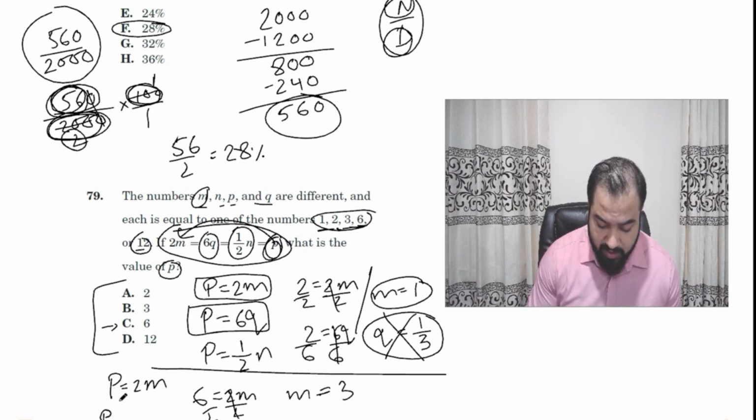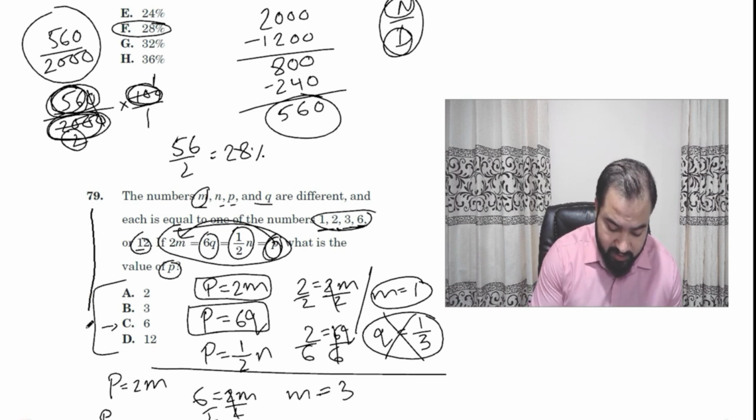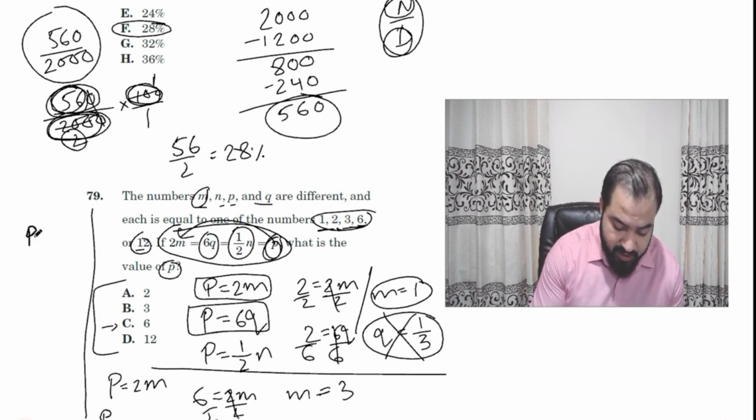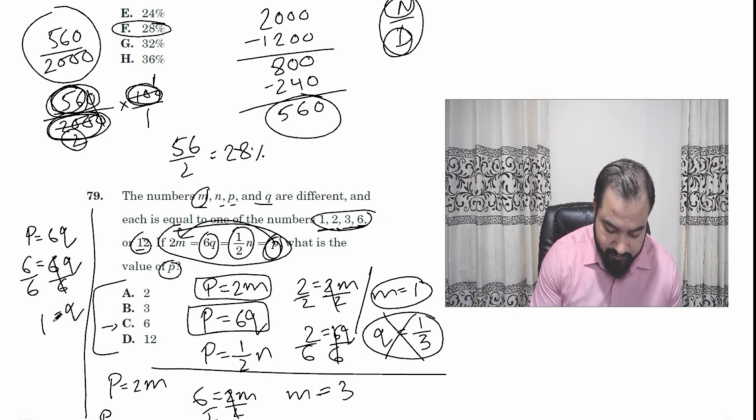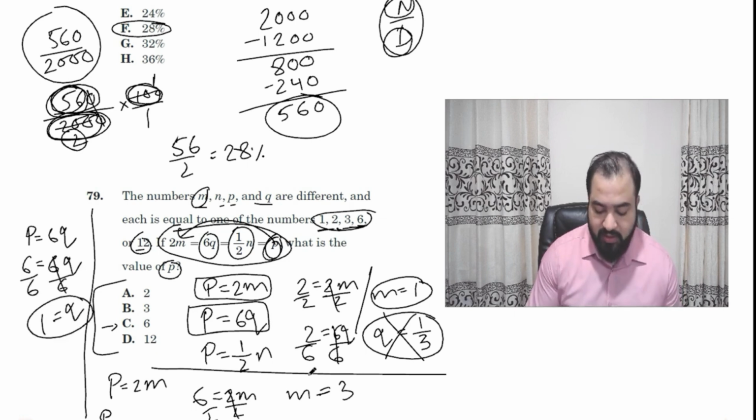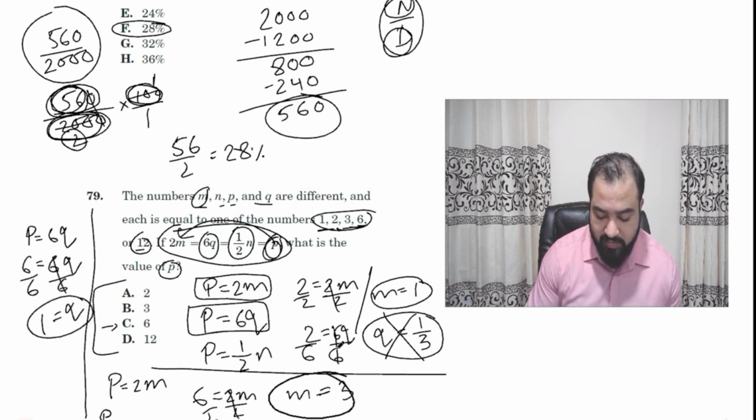All right, I'm gonna write them here so it's easier. Let's just go right here. So p is equal to 6q. I plugged in p as 6, right? So 6 equals 6q. Now divide both sides by 6, so q is 1. That's also one of these numbers. So I got m is equal to 3, so that's good, and q we got 1.